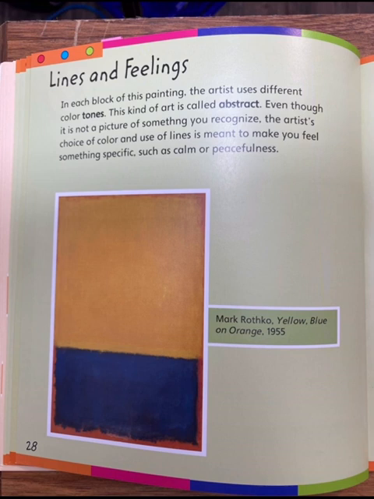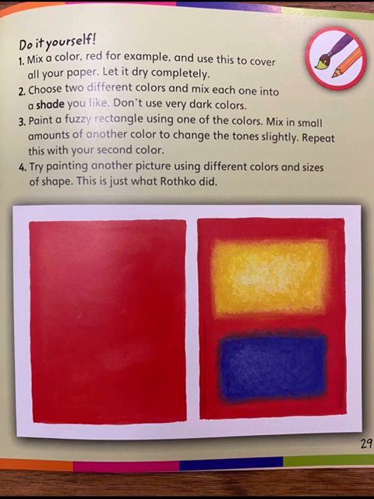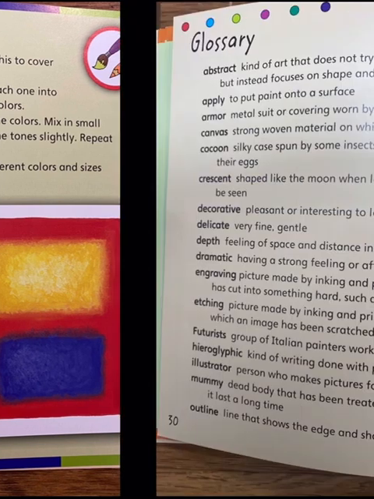It almost looks like it could be water and a sunset. It says Mark Rothko, Yellow, Blue, and Orange, 1955. And Rothko did a lot of field painting. They called that field painting, where he would just divide up and there'd be one color or just a few colors, and it was really abstract. So here you can do your DIY a Rothko.